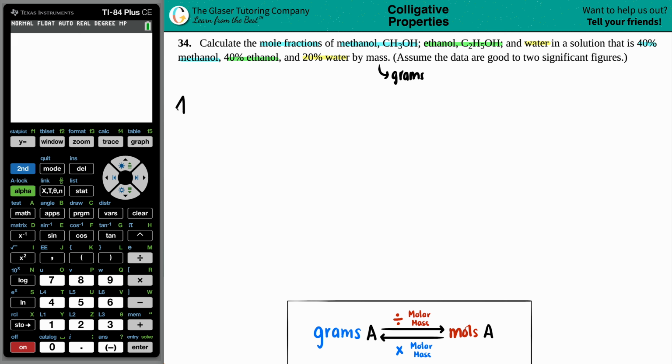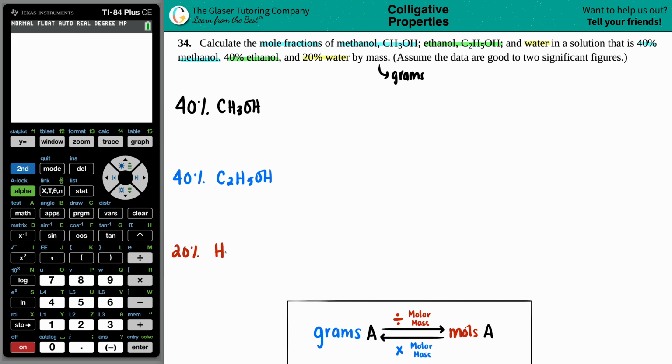We have 40% of the methanol, which is the CH3OH. We have the ethanol, which they said was 40%, and they actually gave it to us as C2H5OH. And then they said we had water, which is the remaining 20%.